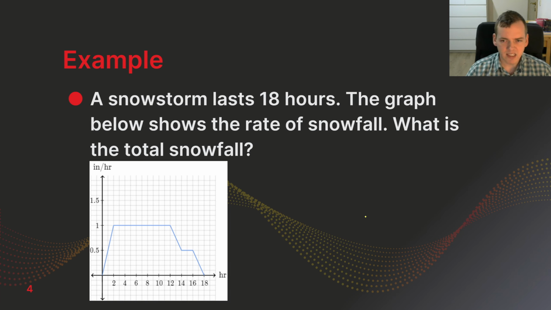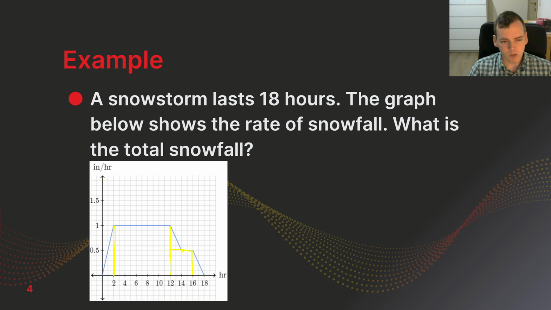A snowstorm lasts 18 hours. The graph below shows the rate of snowfall. What is the total snowfall? So we're going to look at this graph and calculate the area under this curve, and we're just going to use geometry to do it. If I look at this, I can break it up into a bunch of rectangles and triangles. I know it's a little hard to see the yellow on here, but you can imagine how you break that up yourself.